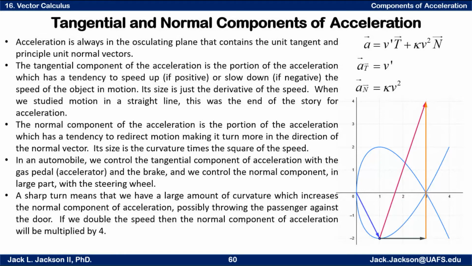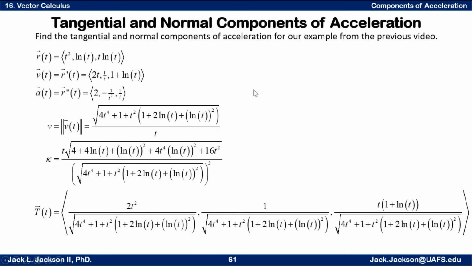So let's look at an example, get our hands dirty with some formulas here a little bit. This is an example of a particle in motion that we looked at in an earlier video, and we already worked this part out, so let me remind you of what we had. The position vector r was t squared, comma, ln of t, comma, t times ln of t. So this was the vector position function. The derivative of that is the velocity vector, v of t or r prime of t, and that was the vector 2t, comma, 1 over t, comma, 1 plus ln of t.